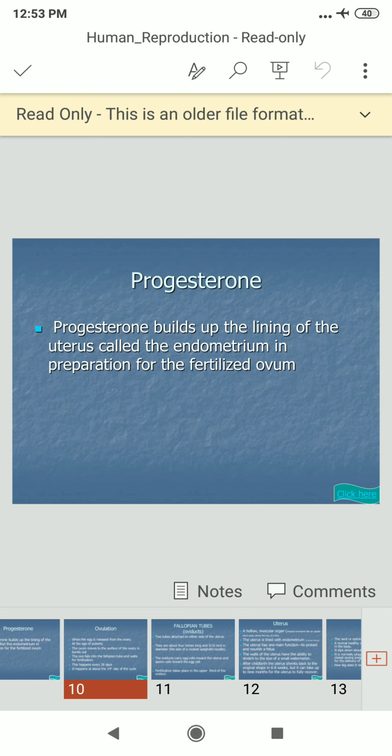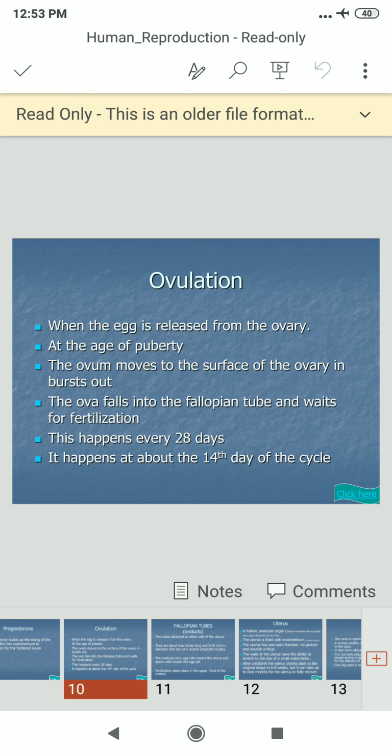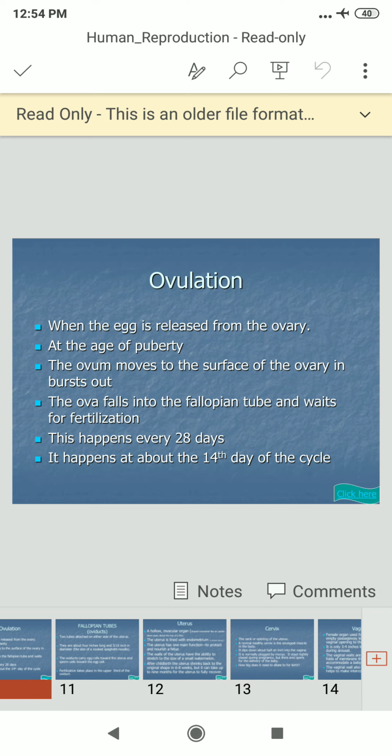Ovulation is when the egg is released from the ovary at the age of puberty, and the ovum bursts out through the surface of the ovary. The ova falls into the fallopian tube and waits for fertilization, and this happens every 28 days, at about the 14th day of the cycle.